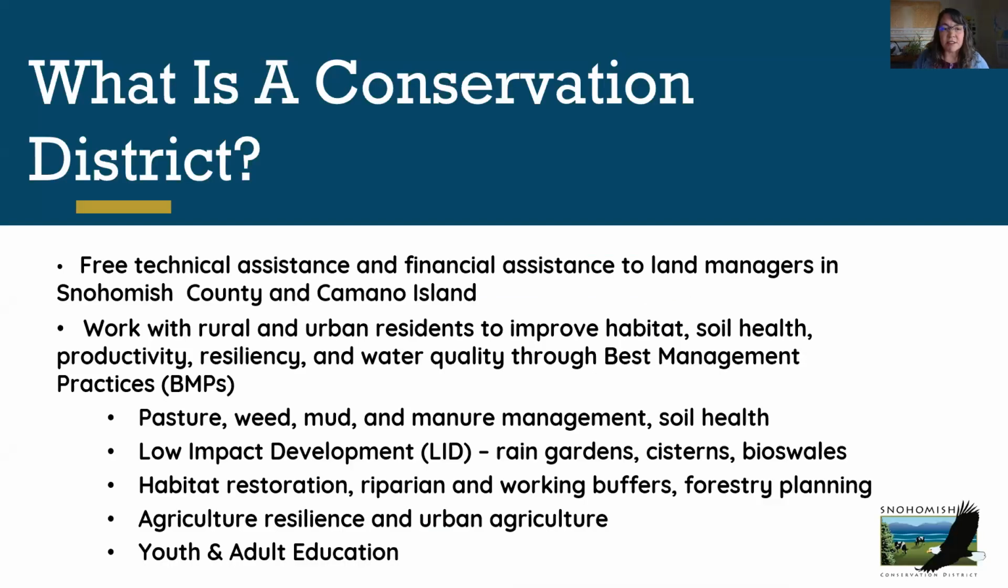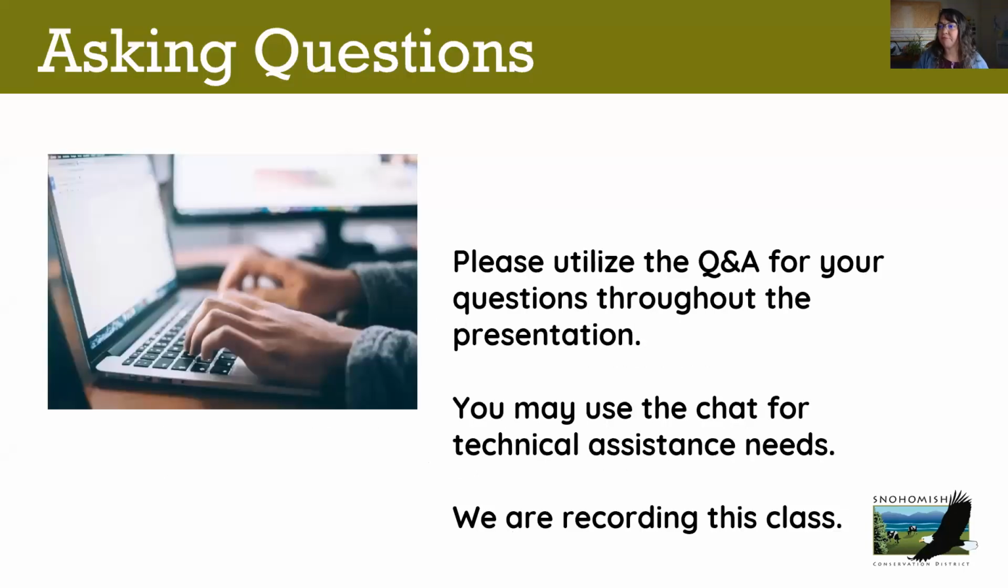So quickly, just a conservation district for those that aren't aware, we're a state agency, we're a special district. We represent Snohomish County and Camano Island. So we focus our work here, but there's conservation districts wherever you live. And we help with technical assistance, help landowners. We come out and do free site visits. And a lot of the stuff we will be talking about tonight, we could come out to your house and tell you what might work, what won't work, that kind of thing. So we just want to make the earth a better place to live.